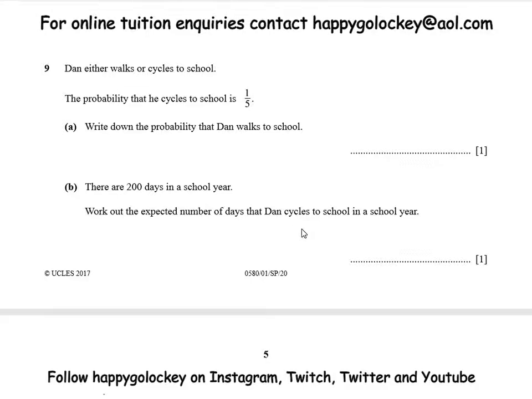Part A, write down the probability that Dan walks to school. Part B, there are 200 days in a school year. Work out the expected number of days that Dan cycles to school in a school year. Pay attention to the details, press pause, have a go at the question, and I'll be back with the solutions in 5, 4, 3, 2, 1.